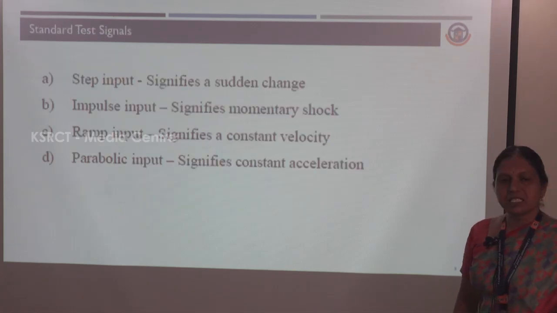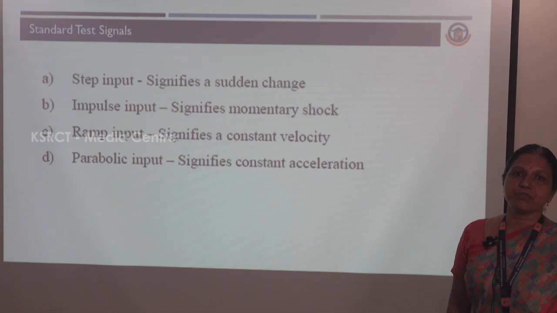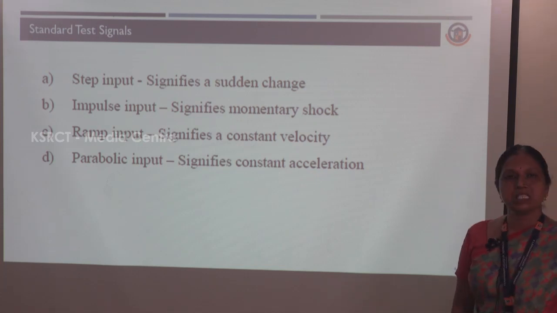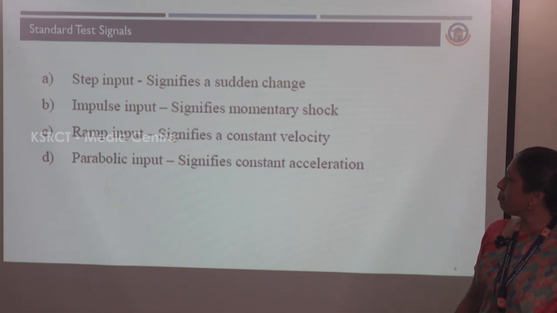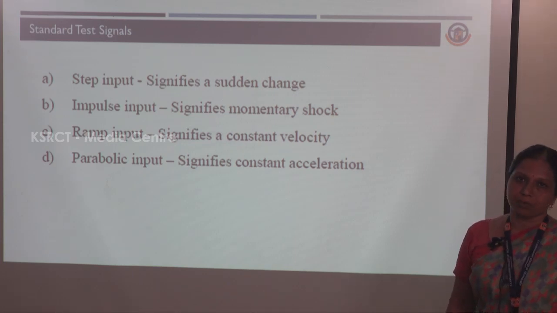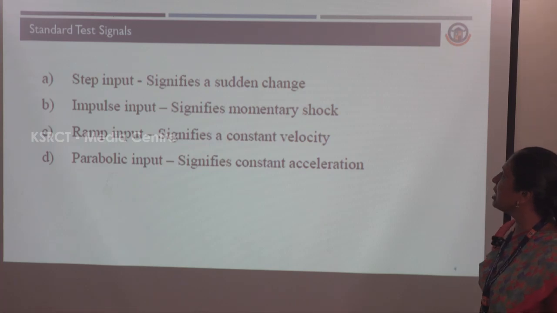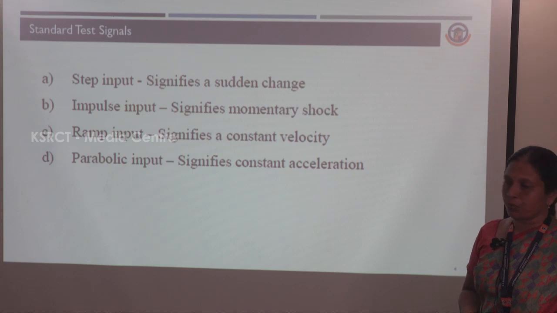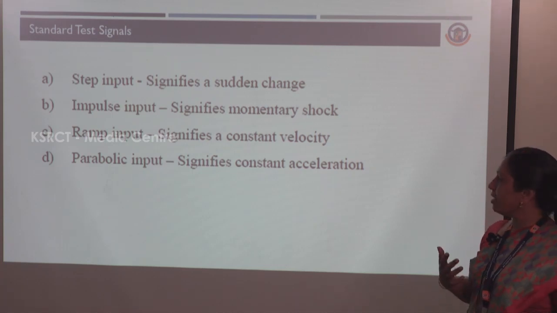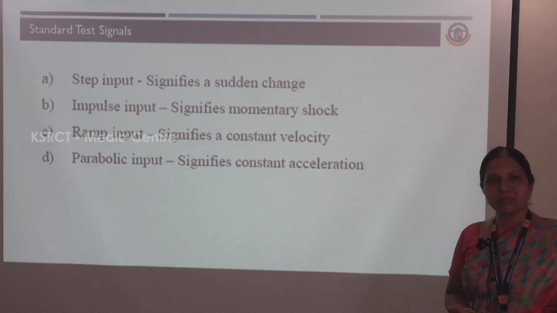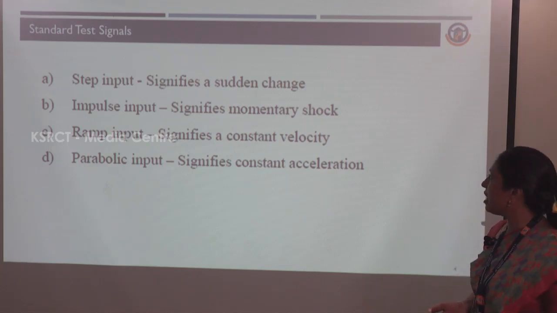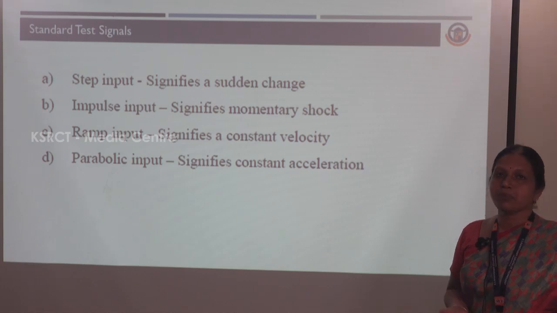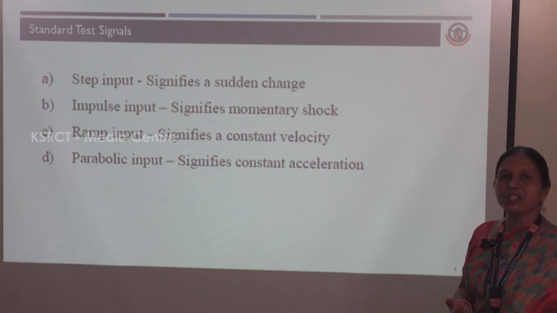So, standard test signals: there are 4 different types of standard test signals which are applied in the control system. First one is the step input, then ramp input, parabolic input and impulse input signals. What is step input signal? Step input signal signifies the sudden changes in the input. Ramp input signifies the constant velocity. And parabolic input signal signifies the constant acceleration. Impulse input signal signifies the momentary shock.